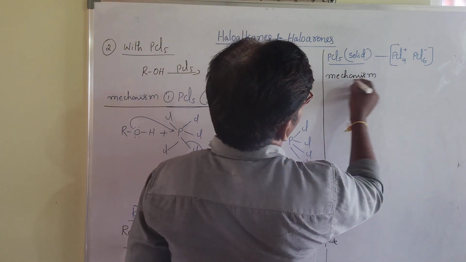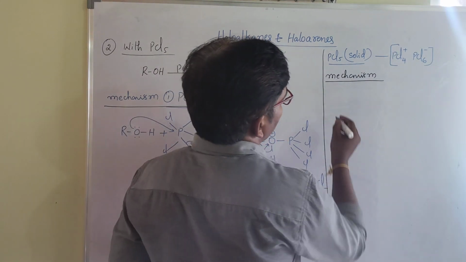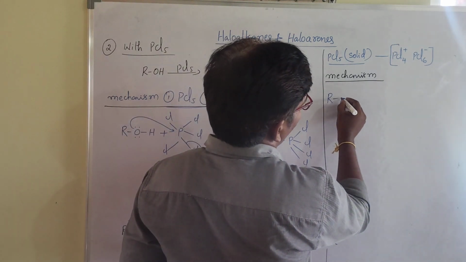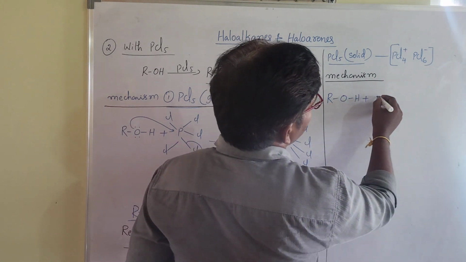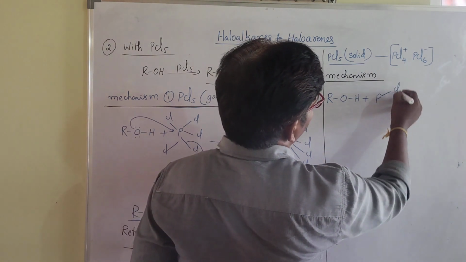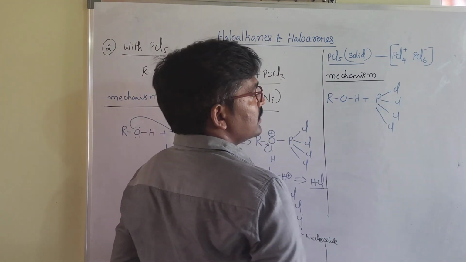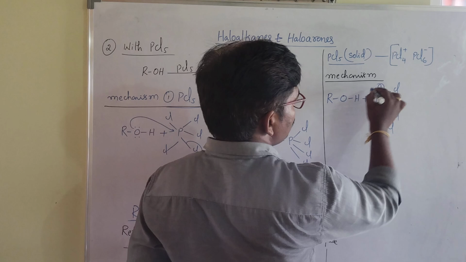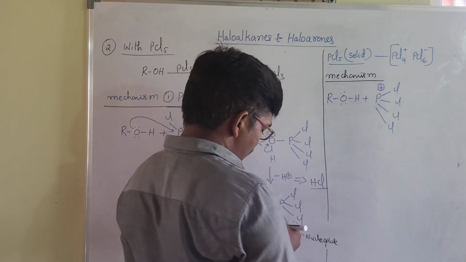Mechanism how does it happen? First you have to take alcohol. So we take alcohol, R bond OH, right? Plus when it reacts with PCl4 plus, Cl, then Cl, then Cl, then Cl, like this. So positive charge is there on it. Yes, positive charge is there. So lone pair of electrons immediately attack on it.